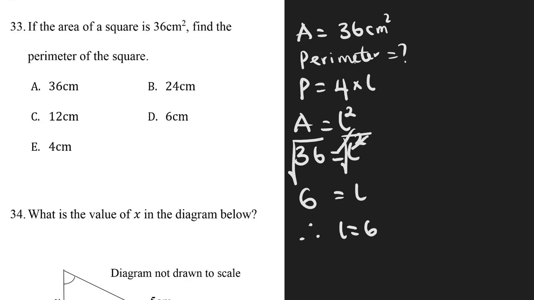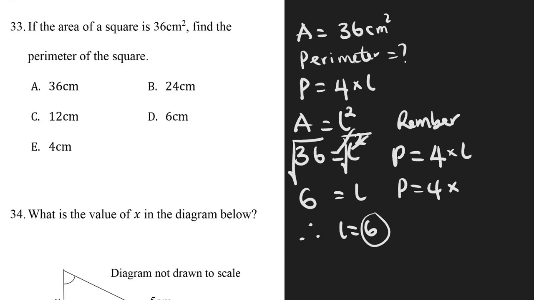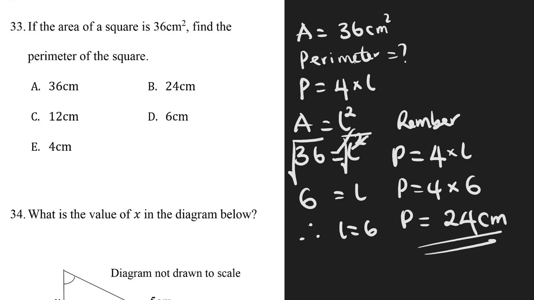So going back to this formula, we said that perimeter is equal to what? Remember, perimeter is equal to 4 times L, and we have gotten our L as 6 now. So instead of L, we put 6, and 4 times 6 is equal to 24. So our perimeter is 24 centimeters. So let's check the options. From our options, the answer is B.